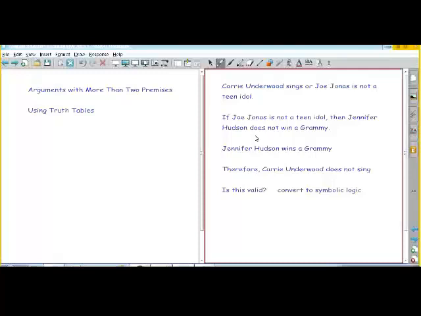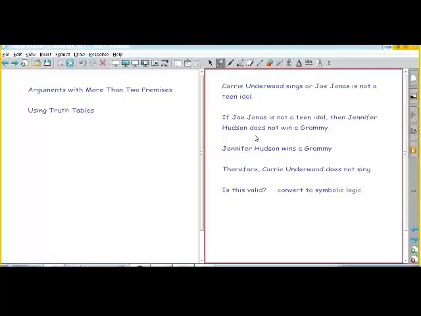So the argument here is Carrie Underwood sings or Joe Jonas is not a teen idol. That's the first premise. If Joe Jonas is not a teen idol, then Jennifer Hudson does not win a Grammy. That's the second premise. And Jennifer Hudson wins a Grammy. That's the third premise.